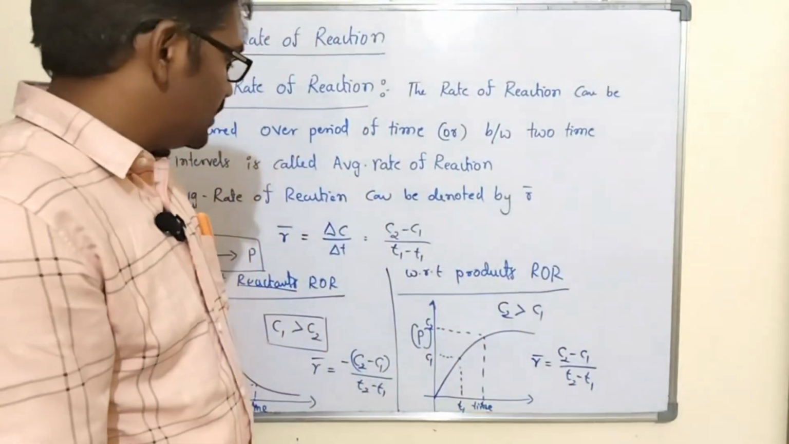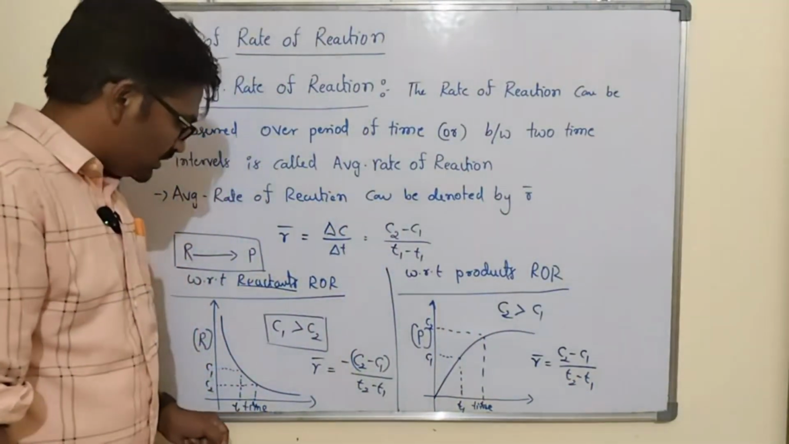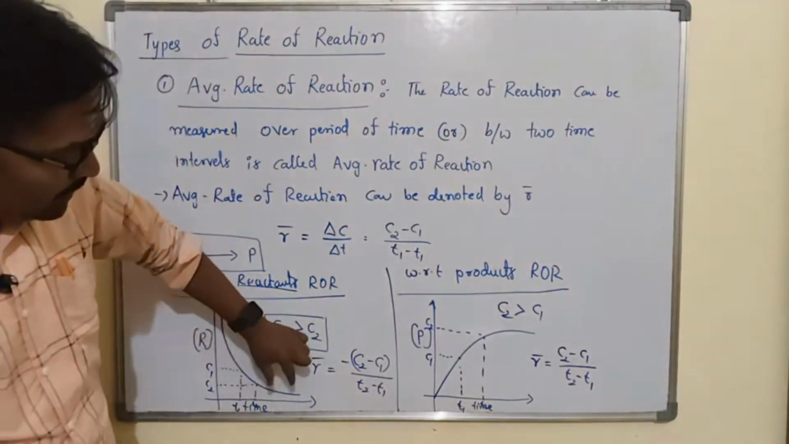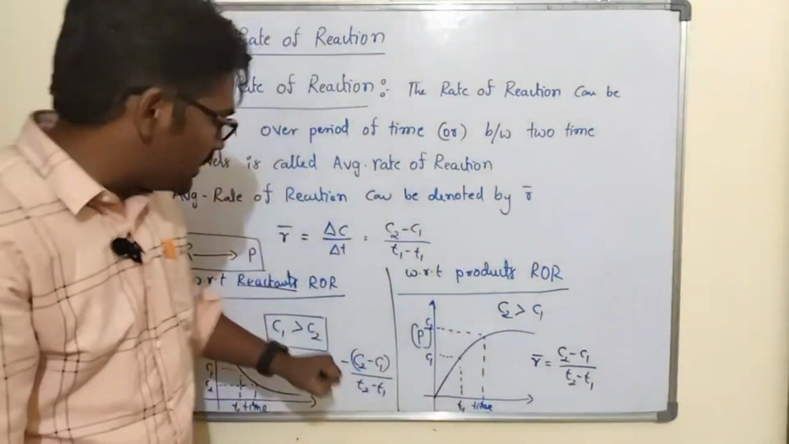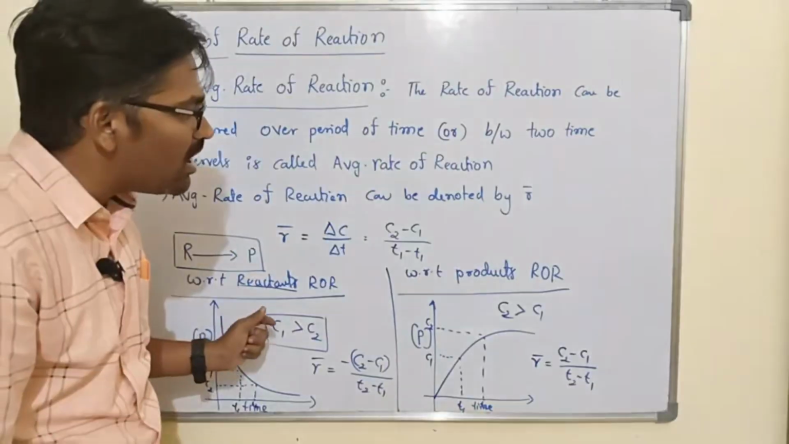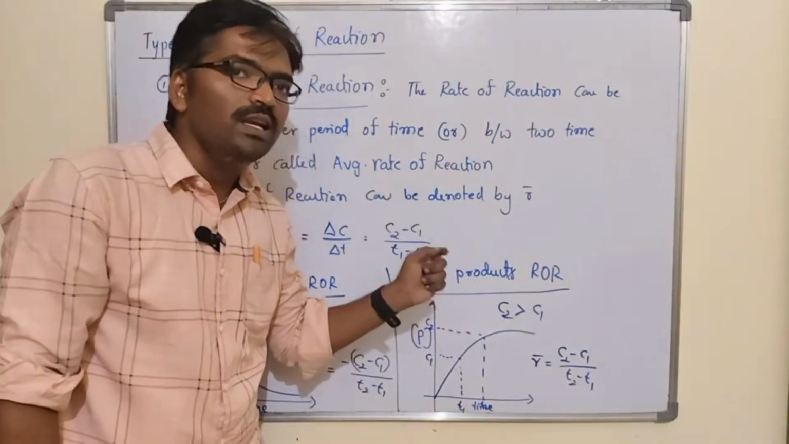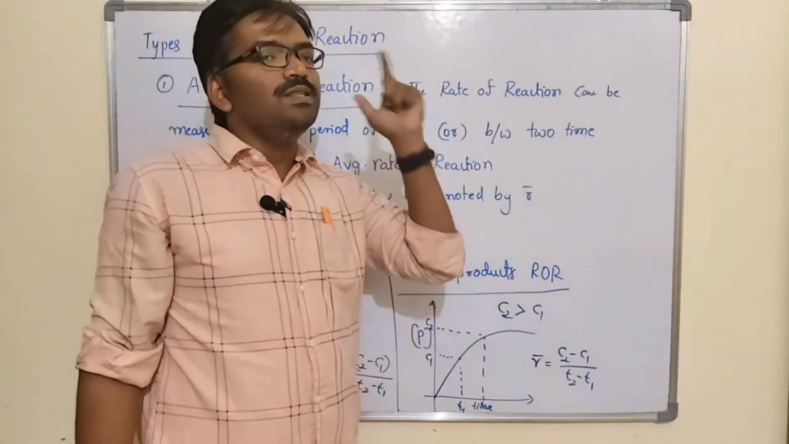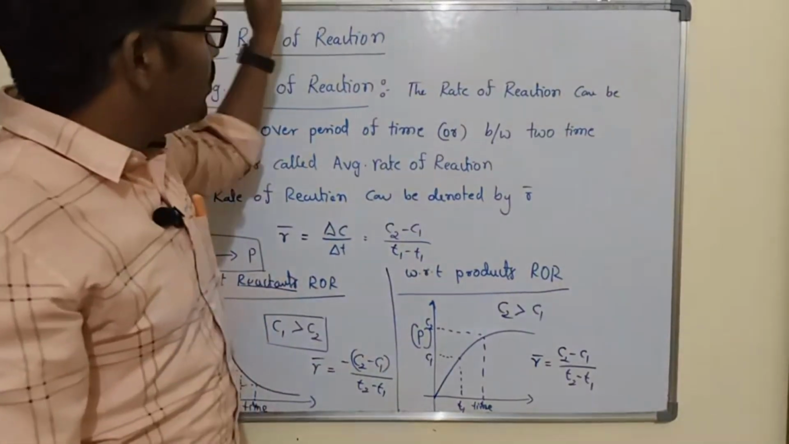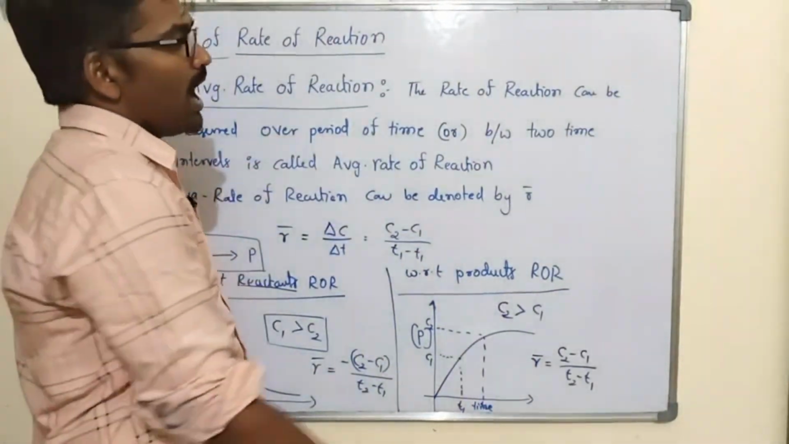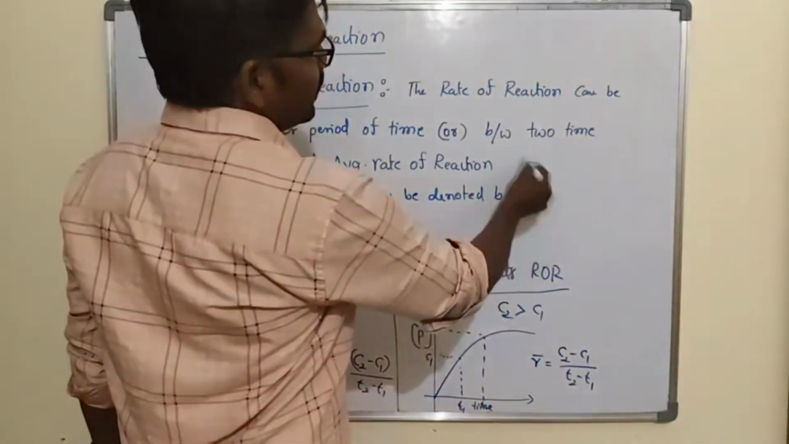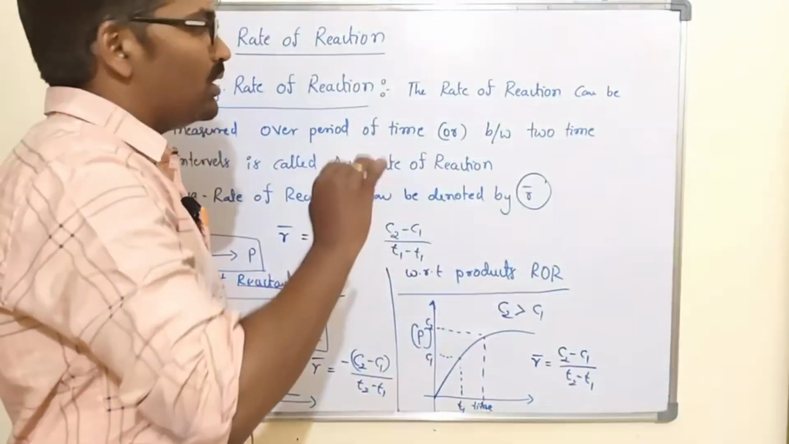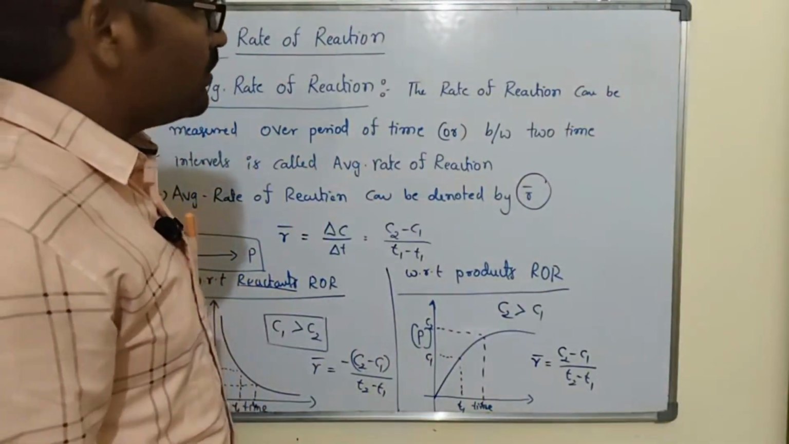Understand, my dear students? So this is average rate of reaction in a certain period of time, either with respect to the reactants or with respect to the products. Rate of reaction we can measure. So this is what we call average rate of reaction. Average rate of reaction can be denoted by R bar. Clear? Understand, all of you?